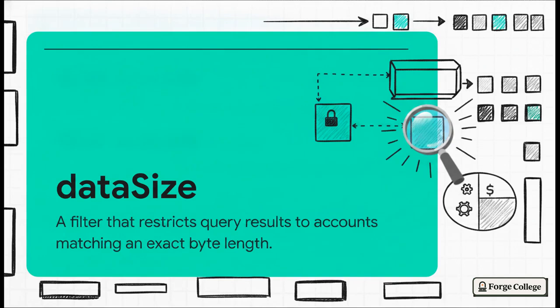And right alongside memcmp, we have its absolute best friend, the data size filter. A lot of the time, different types of accounts within the same program will have distinctly different byte lengths. By combining a memcmp filter with a data size filter, you drastically shrink the pool of candidate accounts. You are essentially whispering to the node, hey, only give me accounts that are exactly this big and have this very specific signature right here.